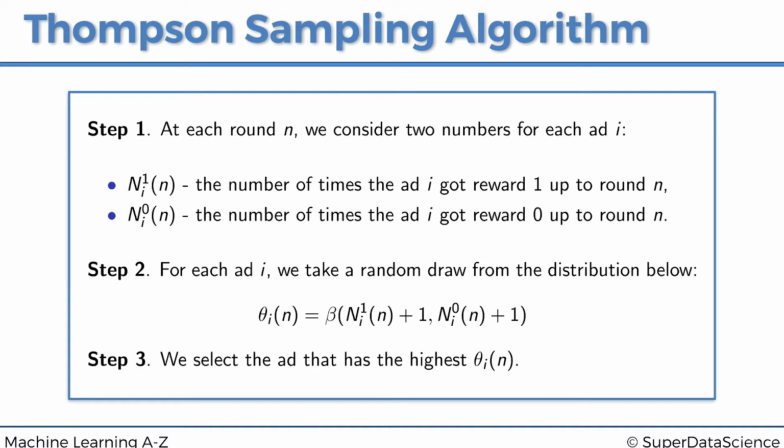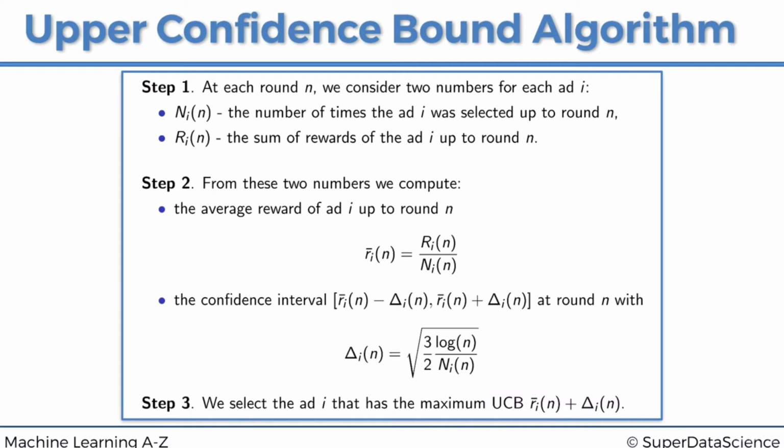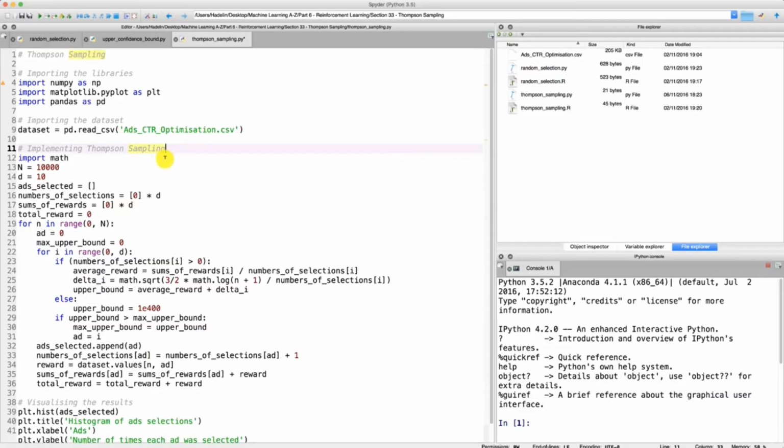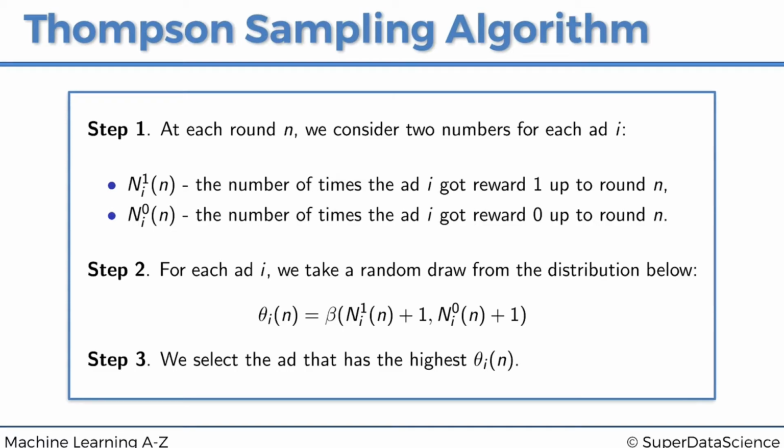And we can notice that if we compare this Thompson sampling algorithm to the UCB algorithm, well, it's the same step one with different parameters. Because as you can notice here, in step 1 of the upper confidence bound algorithm, we also consider two numbers. And these two numbers are the number of times the ad i was selected up to round n, and the sum of rewards of the ad i up to round n. So if we have a look at this code section here, which is the code section for the upper confidence bound algorithm, we can see that these two parameters are here and that these parameters are no longer the parameters for Thompson sampling. And these two parameters that we considered in step 1 in the UCB algorithm are actually replaced by two new parameters in the Thompson sampling algorithm.